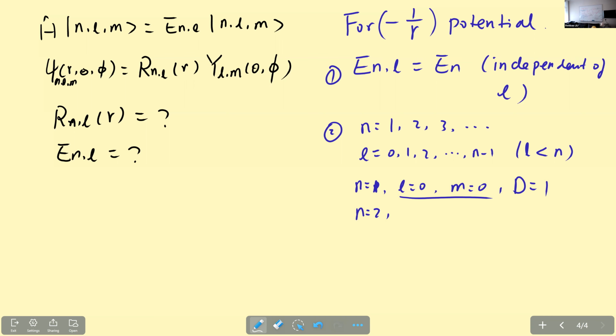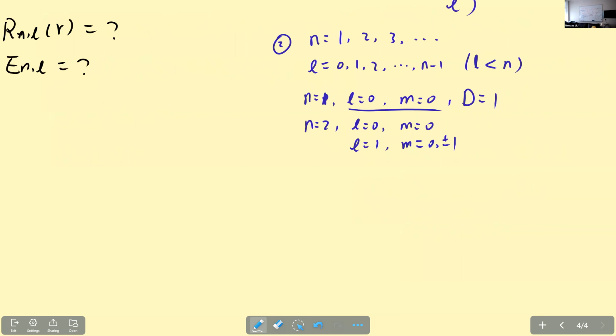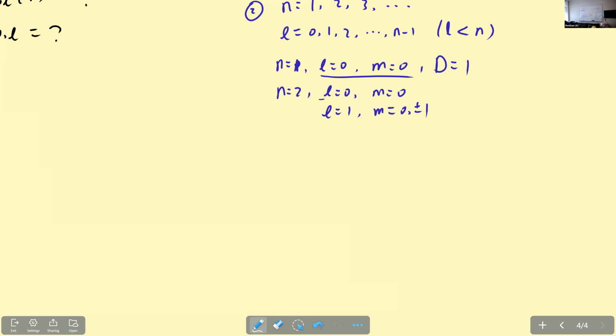Or n equals to 2, and you can have l equal to 0, m equal to 0. Or you can have l equal to 1, and m equal to 0, or plus minus 1, right? Okay. Usually, they have different energies. But now, because of this 1 over r potential, they have the same energy. Okay, so that means this D equals to 1 plus 3 equals to 4.